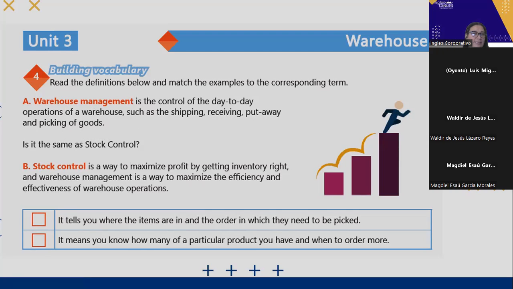So is it the same as stock control? Anybody else would like to read about stock control? Stock control is a way to maximize profit by getting inventory right. And warehouse management is a way to maximize the efficiency and effectiveness of warehouse operations. That's right. So in simple words, what's the difference between warehouse management and stock control?